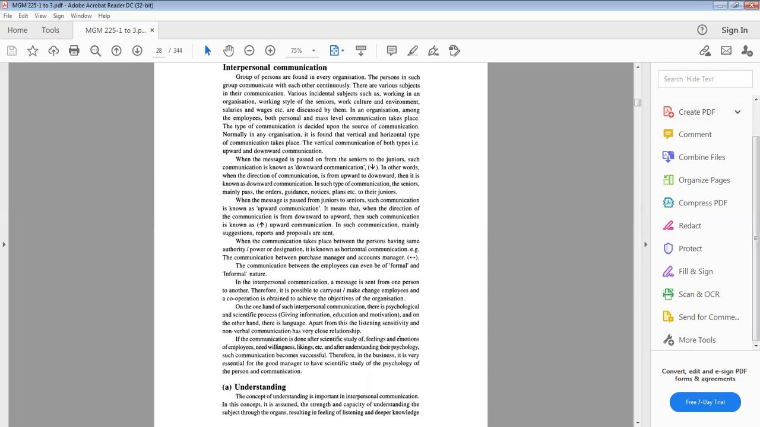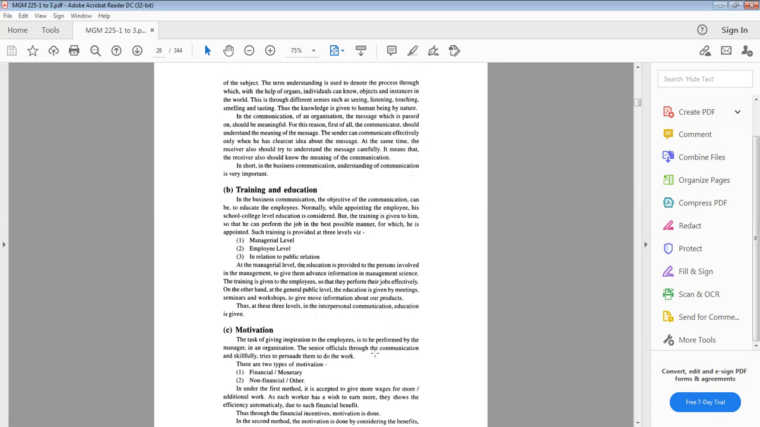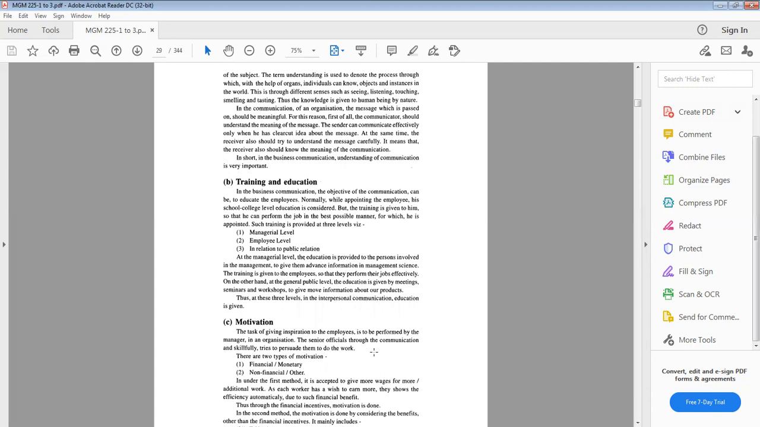First one is managerial level. The second one is employee level, and the third one is in relation to public relations. Now we'll talk about motivation. The task of giving inspiration to the employees is to be performed by the managers. In an organization, the senior officials, through communication, skillfully try to persuade them to do work.